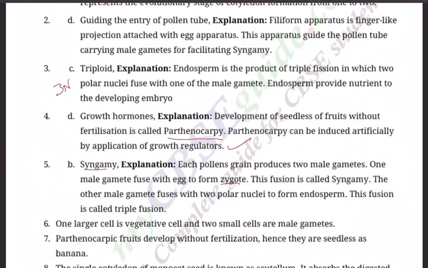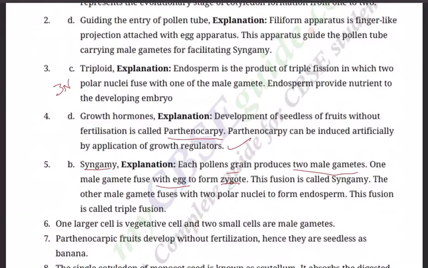Normally we say syngamy fertilization. So this is fertilization 1 and that is fertilization 2. So we call it as double fertilization. Each pollen grain produces 2 male gametes. Okay, we say male gamete 1, male gamete 2, or male nucleus 1, male nucleus 2. One male gamete fuses with egg to form zygote. This is fertilization 1. The fusion is called syngamy.